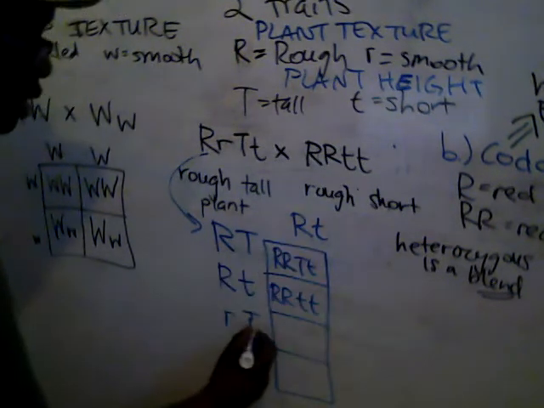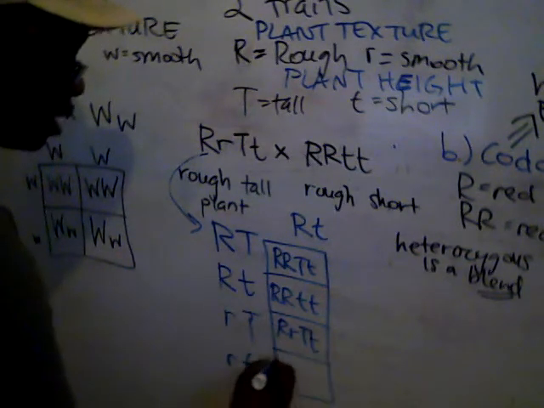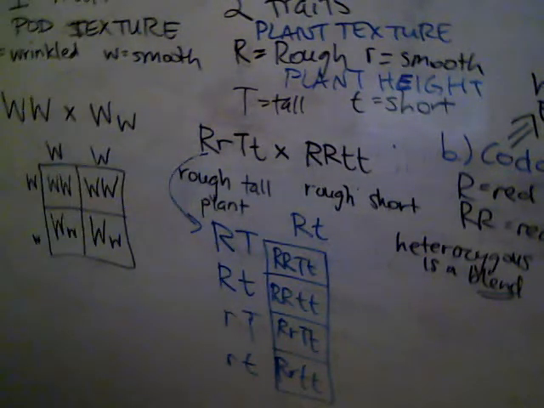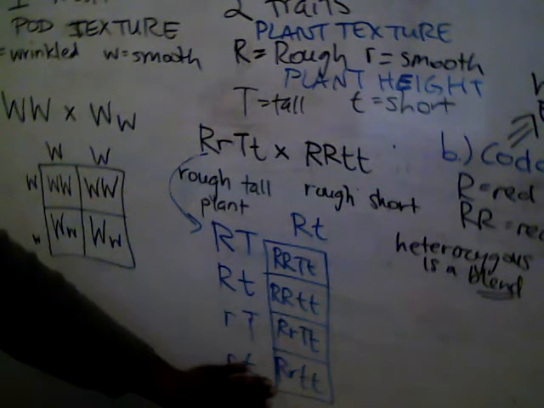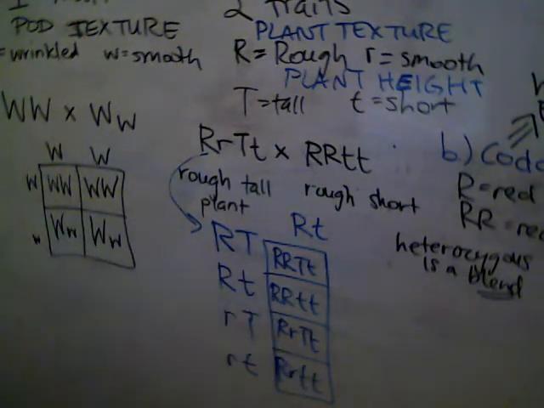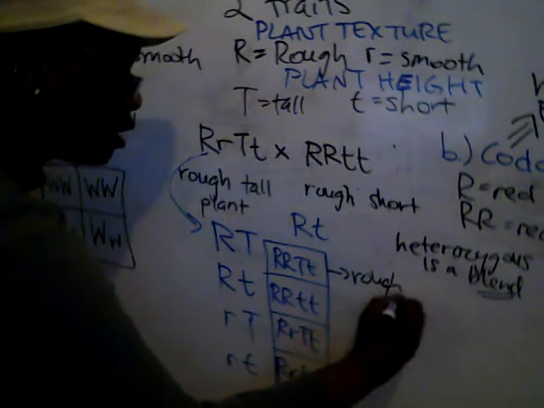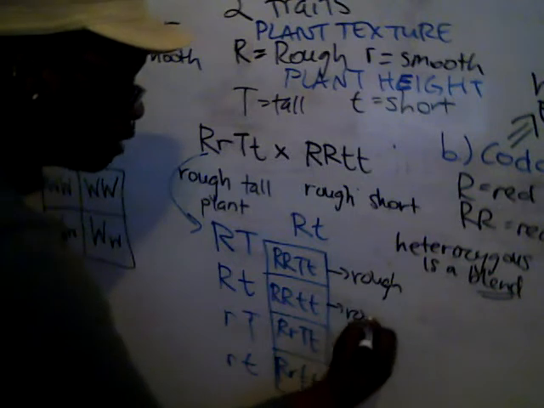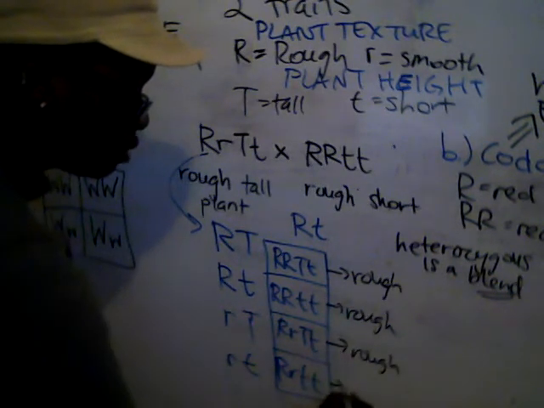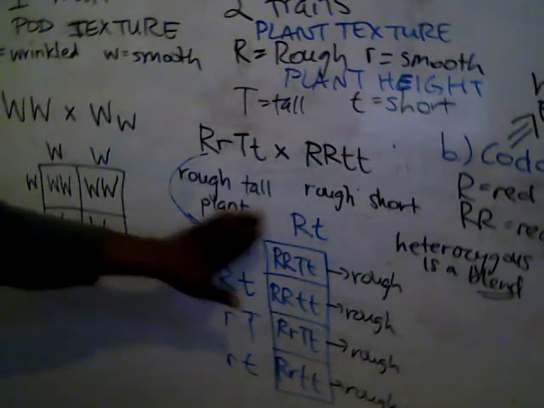So we would end up with big R, big T, little t, big R, little t. We try to group the letters together. Big R, big T, little t, and big R, little t. So these are the 4 different genotypes that their offspring could have, and we could come up with the phenotypes of what these offspring will look like. So this one would be rough, because it has the big R. This one would also be rough. This one would also be rough. And this one would also be rough. So if we're talking about just plant texture, they all would be rough.